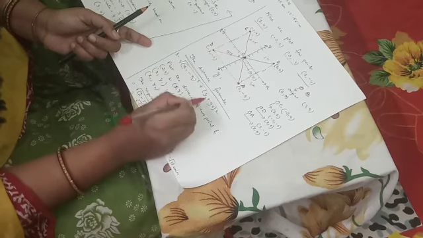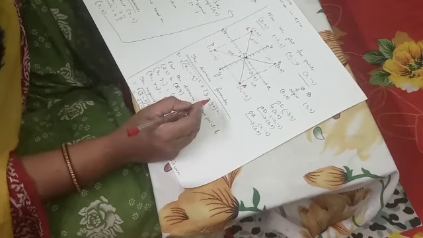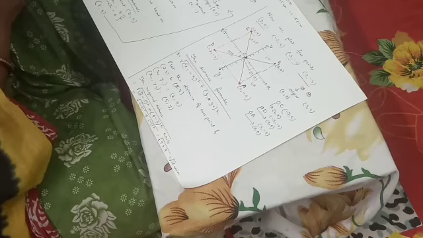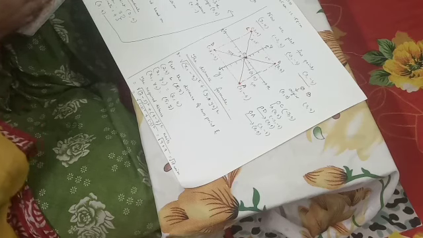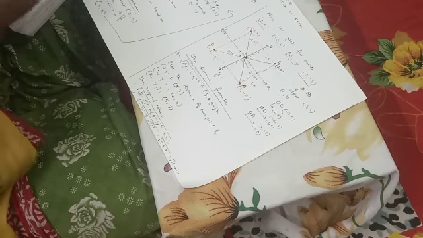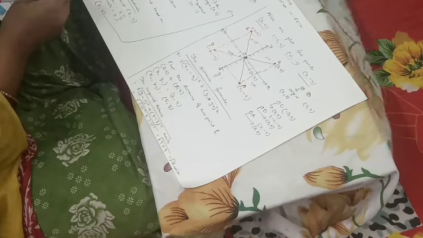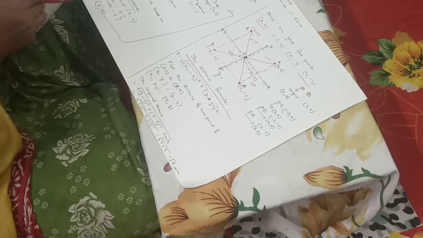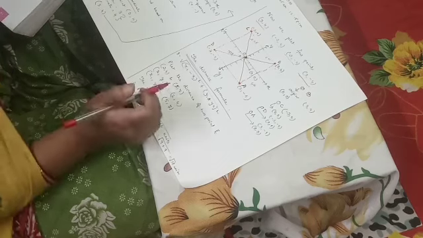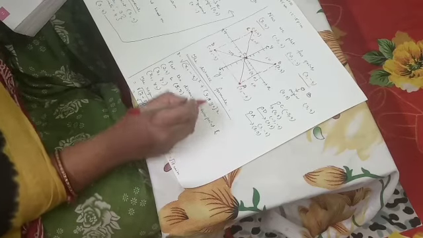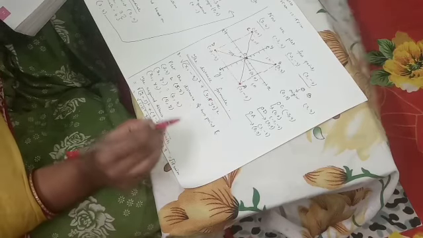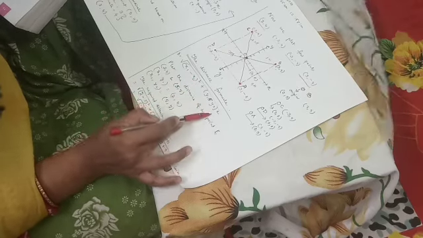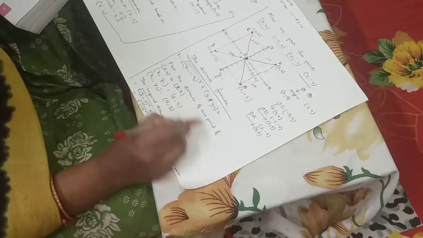x1 minus x2 whole square, plus y1 minus y2 whole square, all under the root. So the distance is root of (x1 minus x2) whole square plus (y1 minus y2) whole square. Now let us find the distance of 2 points.